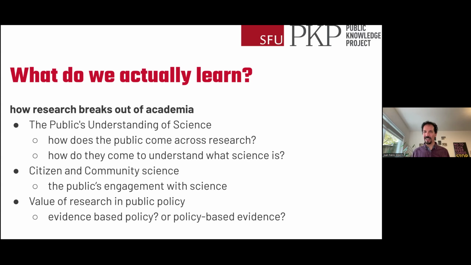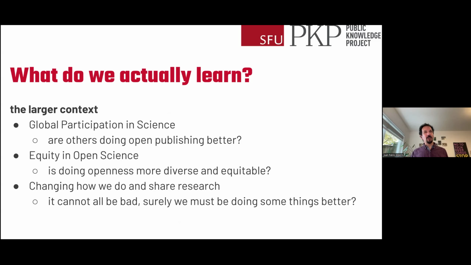And with a more cynical or perhaps a different perspective, we'll come to learn that a lot of the time it's policy-based evidence, right? We have a policy and we find the research to inform that. And then we'll zoom out again and look at the larger context around as we make research open and we share it out in public, we get the question around the global participation in science. Are others out there doing it better? Are there some parts of the world that are doing this kind of work better? Does making research open actually lead to more diverse and equitable publishing? What does it mean when research is being actively shared and who gets to participate?